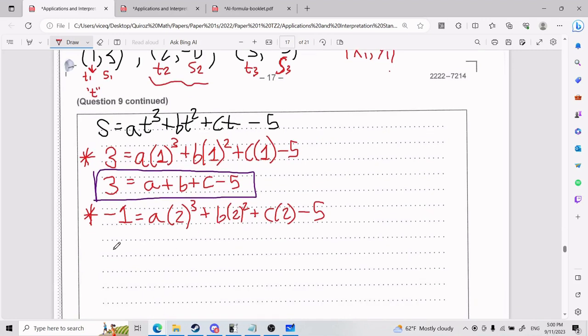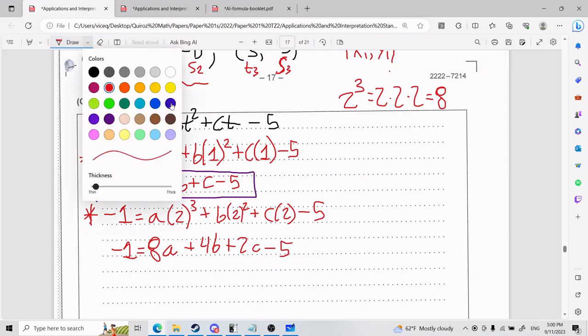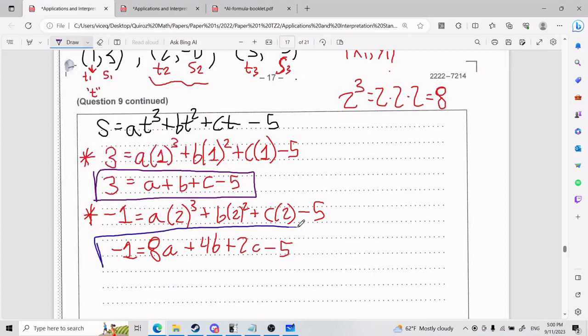So -1 equals a times 2 cubed. 2 cubed is going to be 2 times 2 times 2. If you don't believe me, check your calculator. That is going to be 8. So 8a plus 4b plus 2c minus 5. I'm actually going to leave it like that for now. This is my second equation.